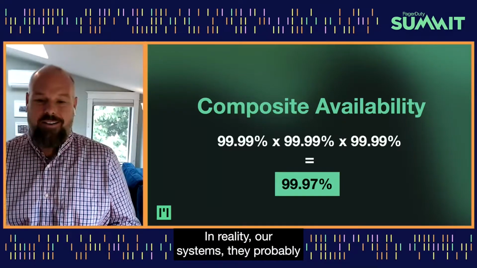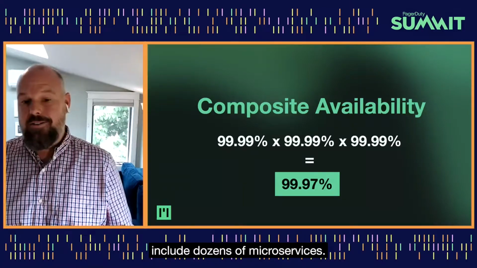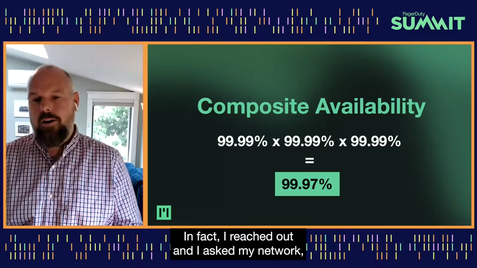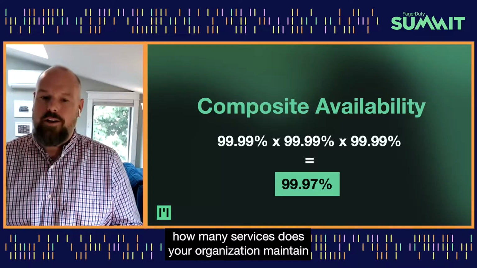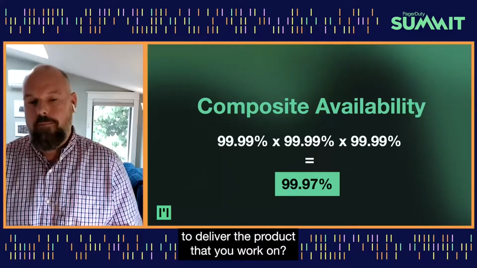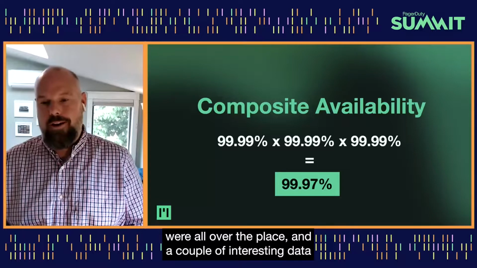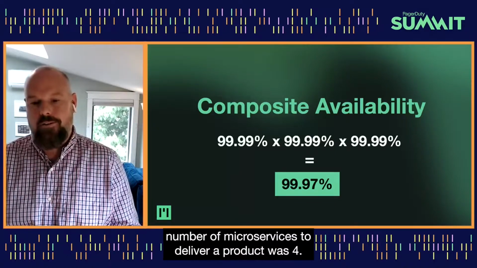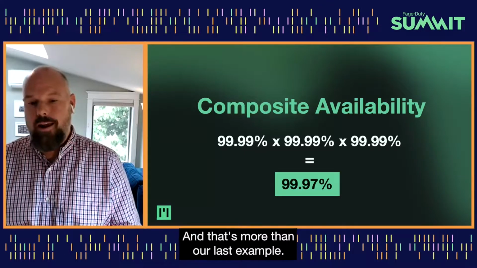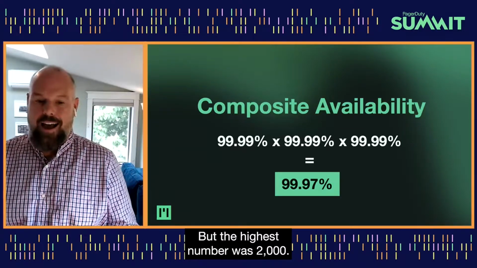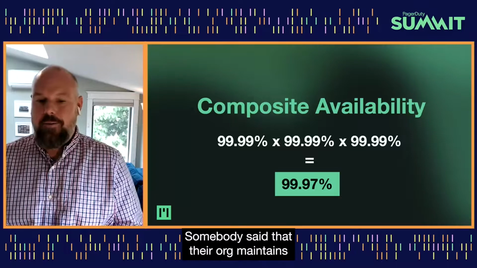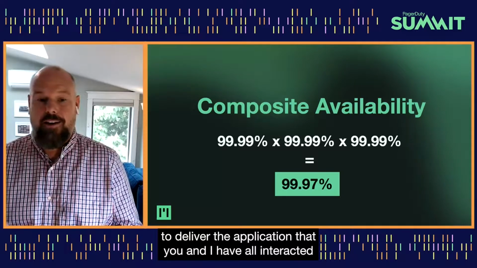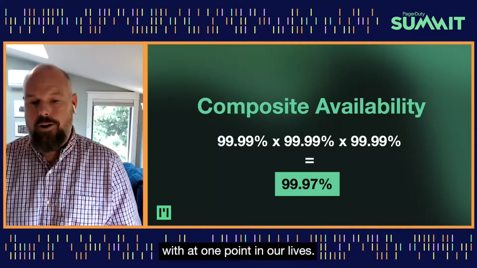You know, in reality, our systems, they probably include dozens of microservices. And that's going to vary from company to company. In fact, I reached out and I asked my network, how many services does your organization maintain to deliver the product that you work on? And I got a bunch of answers, and they were all over the place. And a couple interesting data points for this. The first is that the answer with the smallest number of microservices to deliver a product was 4. And that's more than our last example. But the highest number was 2,000. Somebody said that their org maintains 2,000 different pieces of software to deliver the application that you and I have all interacted with at one point in our lives.